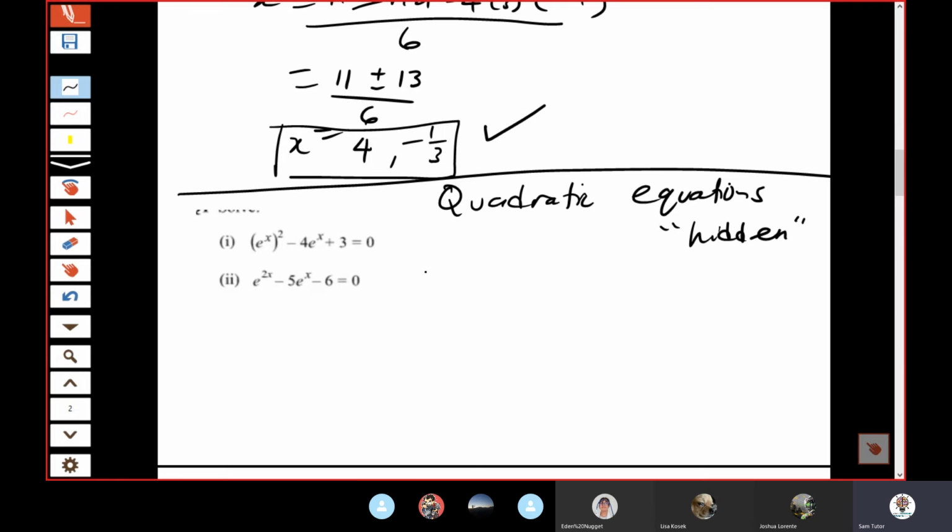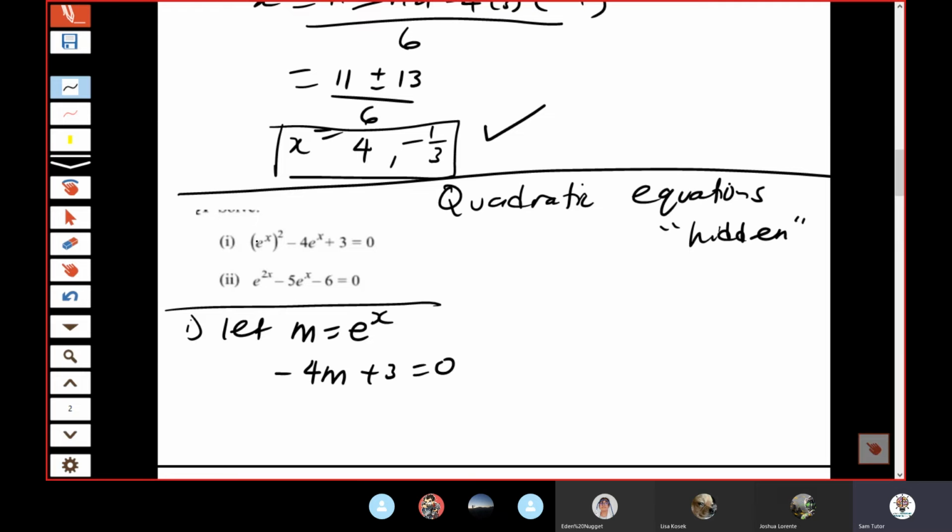Maybe you might see it better if I said this. Let m equal the middle term. So if I said let m be e to the x, well, that means this becomes what? Negative 4m, plus 3. What happens to this bit? e to the x, all squared. That's m squared.